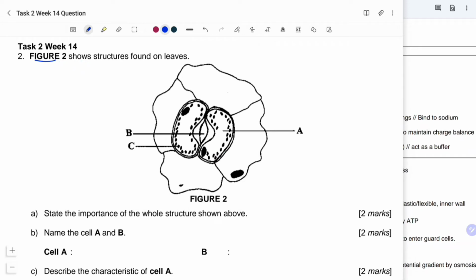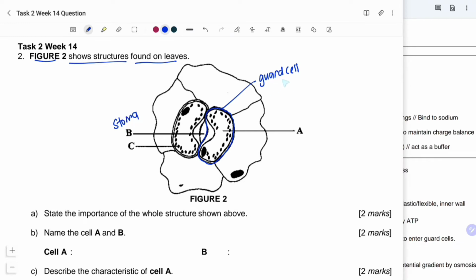So figure 2 shows the structure found on the leaves. So based on gambar, kita tahu structure ini merujuk kepada stoma, iaitu ada dikelilingi oleh guard cell. So the cell is guard cell. So there are a pair of guard cell. So a pair of guard cell ni akan create an opening that we call stoma. So B is the stoma.